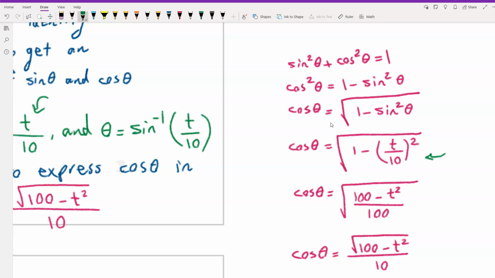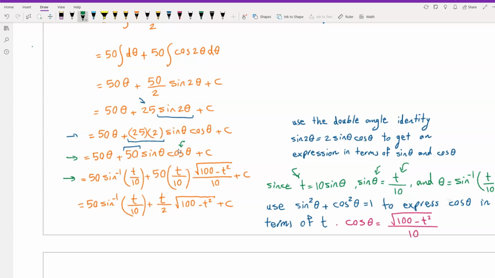And then simplify that part. So we have 100 minus t squared divided by 100, inside the square root. And then cosine is equal to the square root of 100 minus t squared, divided by, here in the denominator, 100. So the square root of 100 is equal to 10. So I use 10 in the denominator. So I will use this cosine here. So instead of cosine, we have the square root of 100 minus t squared divided by 10.